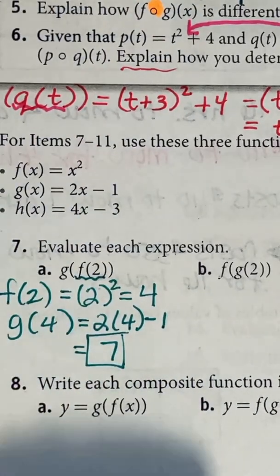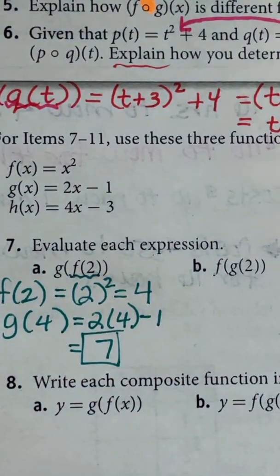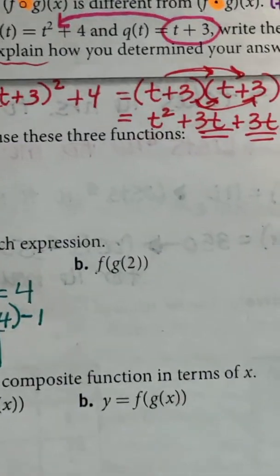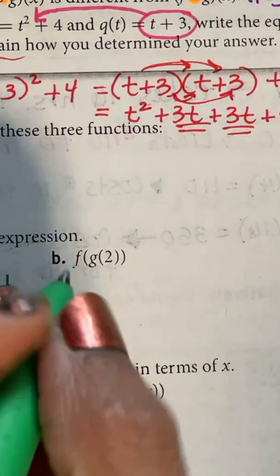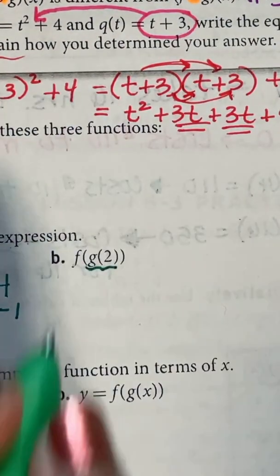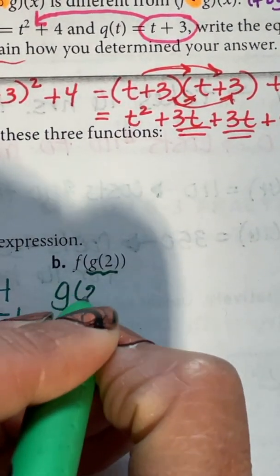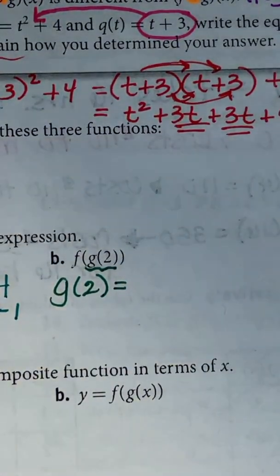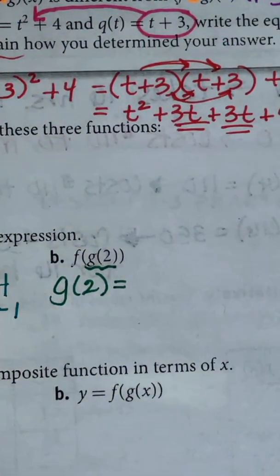Letter B, f of g of 2. It's a little bit different because it starts in a different order. Order does matter with these. So start on the inside, g of 2. So we need to find what that is. So we got to plug in a 2 for x in the g of x function.